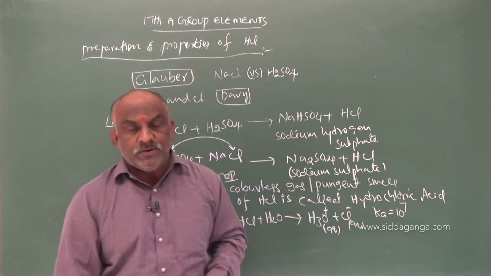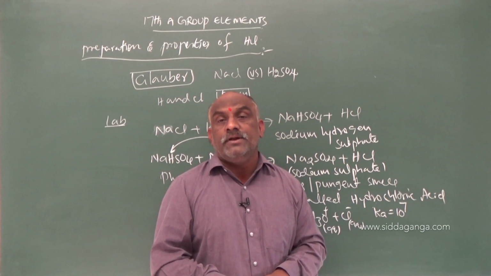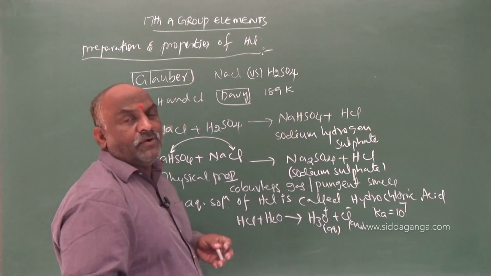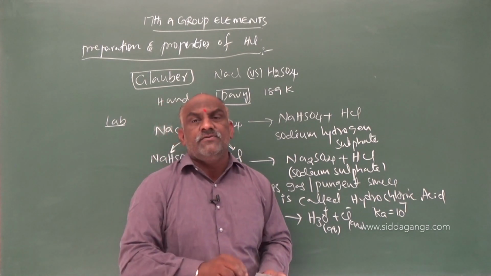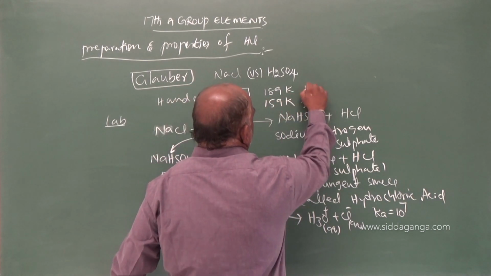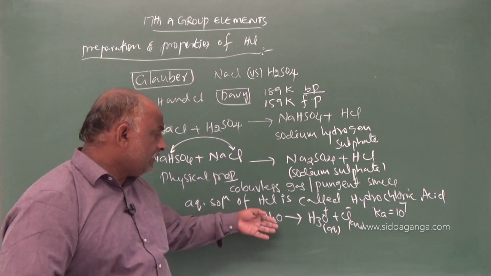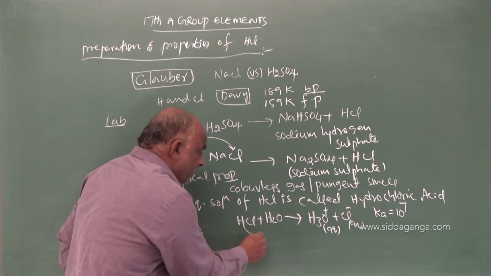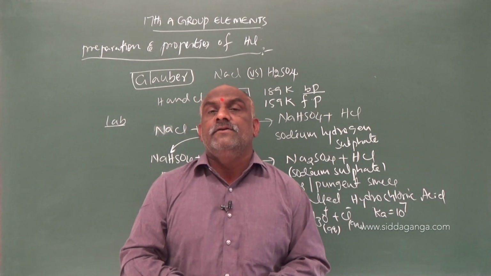When it is dissolved in water, it is said to be what? Hydrochloric acid. And what is the boiling point? The boiling point is 189 Kelvin. And what is the freezing point? The freezing point is 159 Kelvin. This is the freezing point and this is the boiling point of hydrogen chloride, and it is readily soluble in water due to the donation of a proton to the water molecule. So it acts as a strong acid. Hydrochloric acid is a strong acid.